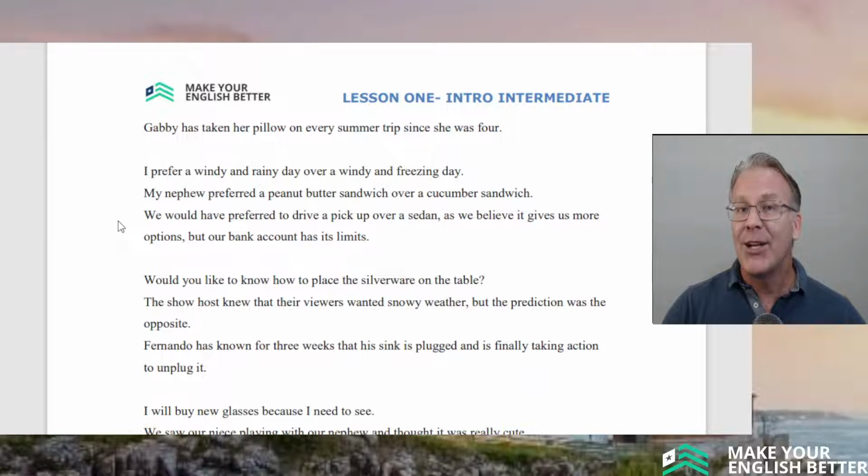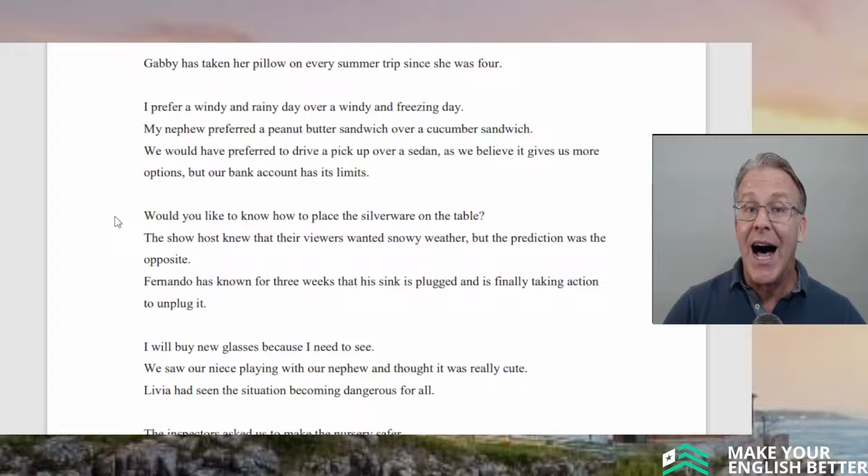Gabby has taken her pillow on every summer trip since she was 4. So every time she traveled, she took her pillow so that she could have more comfort. I prefer a windy and rainy day over a windy and freezing day. So this is true because windy and rainy, you can stay inside, no problem. But windy and freezing, you become very uncomfortable, right?